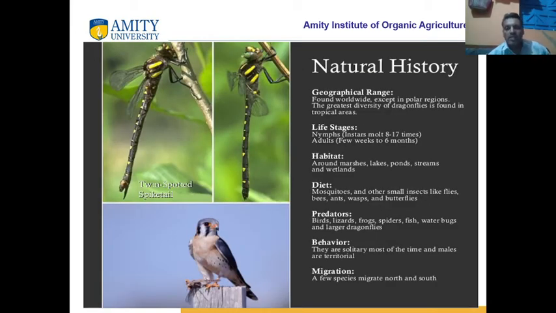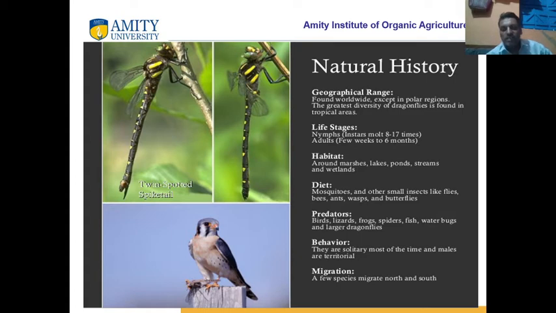Now we understand the geographical range where they are found. They are found worldwide, almost on all continents, except Antarctica. They are found in tropical and subtropical regions. Only in Antarctica are they absent. They have an incomplete life cycle, so they are hemimetabolous. Nymphs molt 8 to 17 times. Adults live a few weeks to 6 weeks.